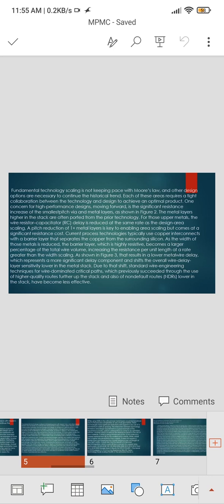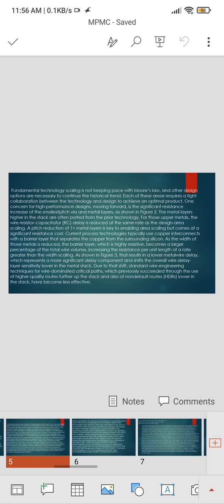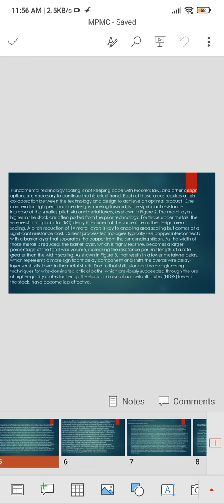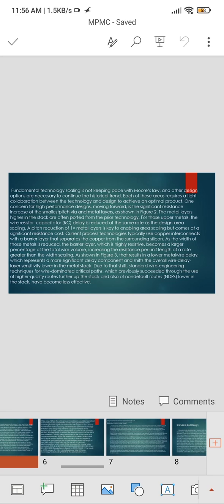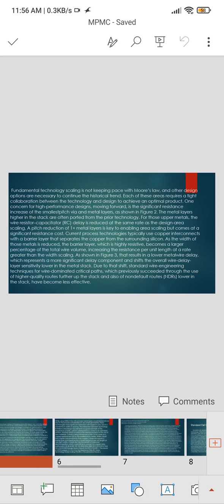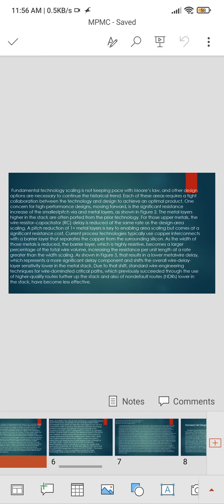Current process technology typically uses copper interconnect with a barrier layer that separates the copper from the surrounding silicon. As the width of those metals is reduced, the barrier layer, which is highly resistive, becomes a greater portion than the width scaling, as shown in the figure. That results in a higher metal wire delay, which represents a more significant delay component and shifts the overall wire delay layer sensitivity lower in the metal stack.